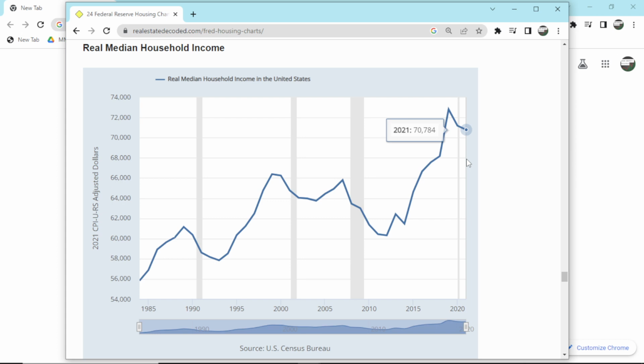And this chart is updated annually, which is why we only see 2021. The data for 2022 should be updated fairly soon. On to the next chart.